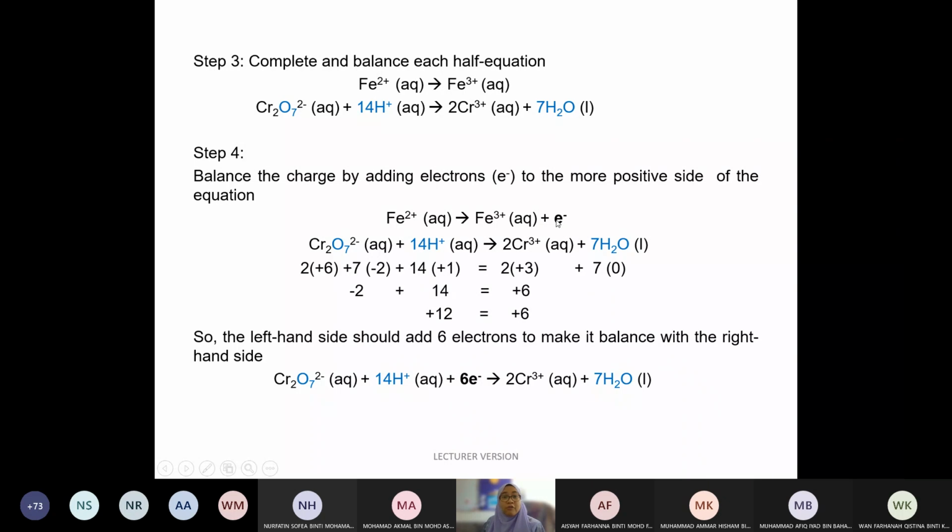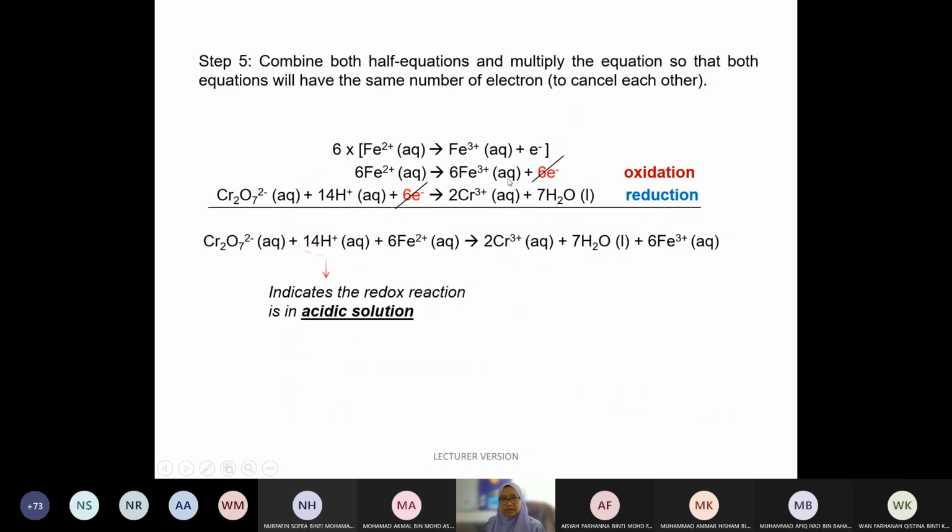For oxidation, we have only 1 electron. So obviously we have to make it the same. So this one we have to times by 6. Okay. This one we have to times by 6. This ion can remain. Okay, so cancel out. So you did this. This is for acidic solution. Basically your acidic solution is ready. Okay, alright. So next step is for basic.